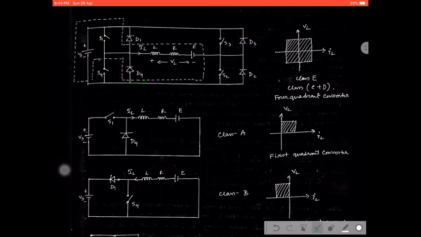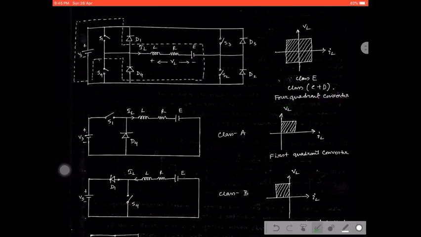But how can we form the other circuits like A, B, C, D? If we can draw the other circuits, then we can easily explain the working principle of the choppers. Actually, this classification A, B, C, D, E depends on the quadrant of operation, meaning which quadrants can be covered by the chopper circuit. Like the Class E chopper, which can cover the 4 quadrant operation. That is why this is called the 4 quadrant chopper.